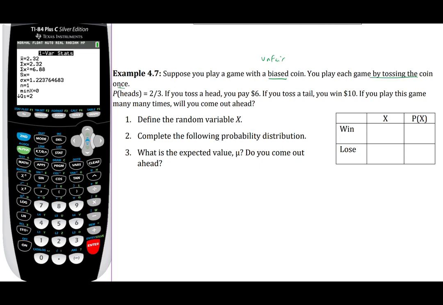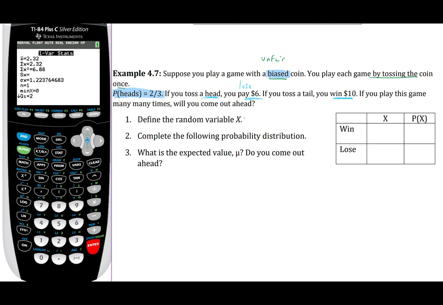All right. What are we talking about? Well, the probability of landing heads is 2/3. So that's where the unfair or biased outcome is going to be. The probability of landing heads is 2/3. If you toss a head, you pay $6. Well, if I have to pay $6, that's me losing. If you toss a tail, you win $10. Ooh, I like to win. If you played this game many, many times, will you come out ahead?